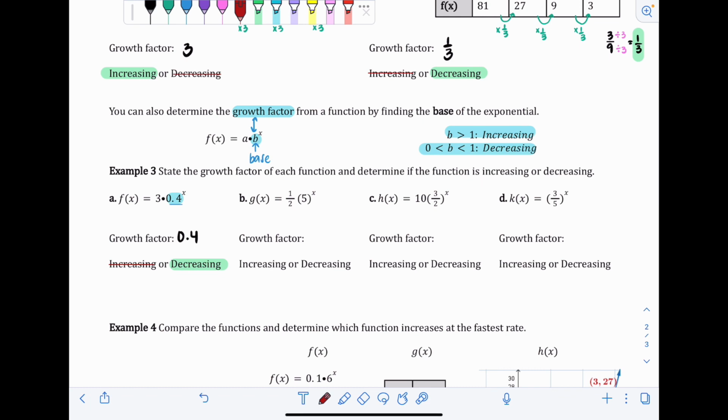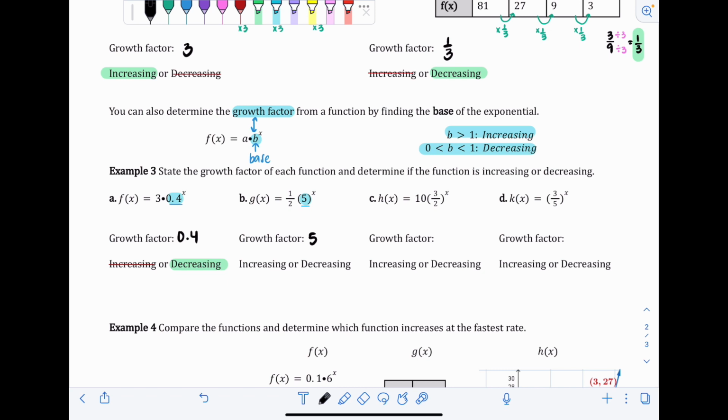And then for b, it's g of x equals 1/2 times 5 to the x power. So same thing here, we need to identify the base. What number is being raised to the x power? It's a 5. So the base is the same thing as my growth factor, so it'd be 5.